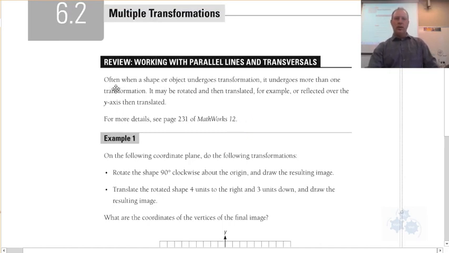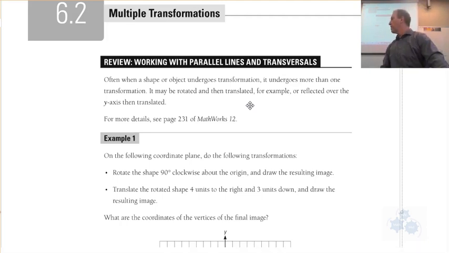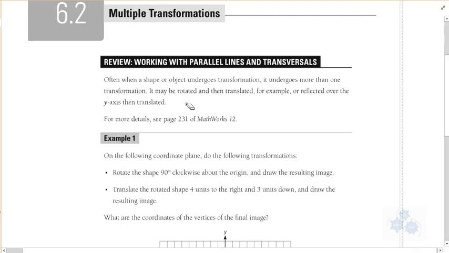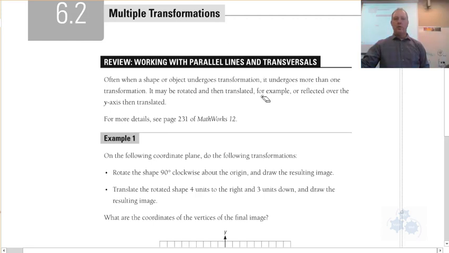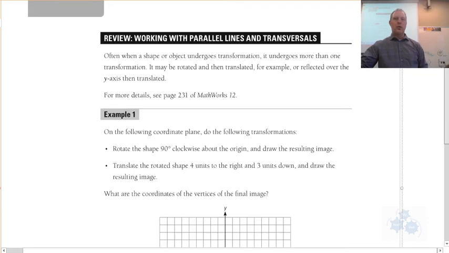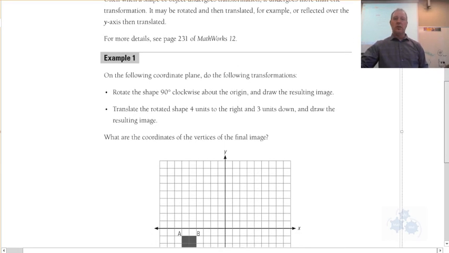So let's just read here. Often when a shape or object undergoes a transformation, it undergoes more than one transformation. So let's find my pen here. With more than one transformation, it may be rotated, then translated, for example, or reflected over the y-axis, then translated. So there's going to be some order of things that we're going to need to do.